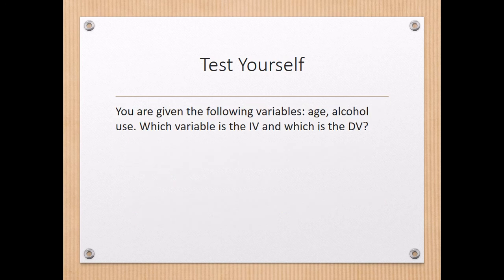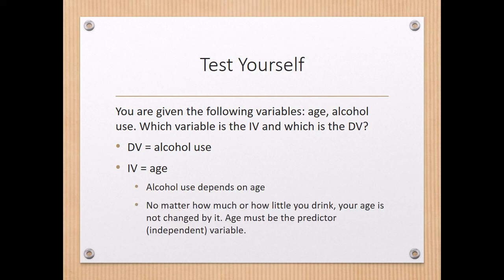One more test. You were given the following variables: age, alcohol, and alcohol use. Which variable is the independent variable and which is the dependent variable? Take a moment to think. The dependent variable is alcohol use and the independent variable is age, because age cannot be a dependent variable. Alcohol use depends on age. No matter how much or how little you drink, your age is not changed by it. Age must be the predictor, the independent variable.